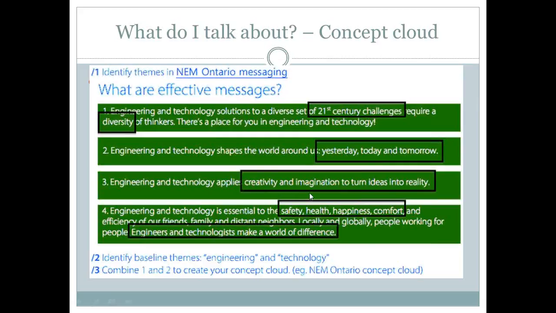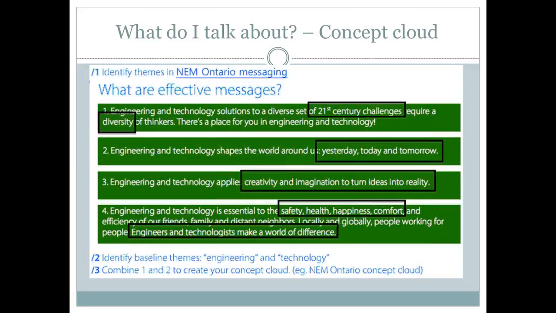And creativity and imagination are two things that people may not necessarily associate with engineering and technology. They may think of it as a very analytical, left-brain pursuit. But at the end of the day, it really is about that possibility and taking those ideas and turning them into reality. So we want to make sure people know that as well.